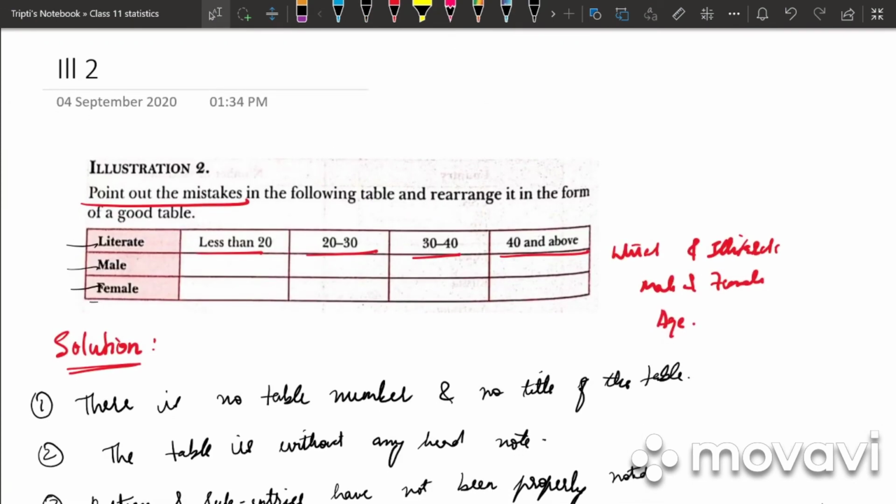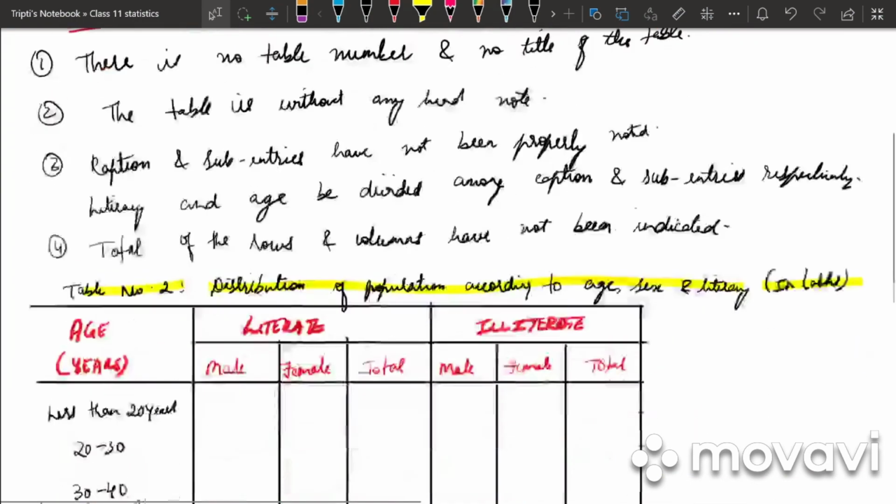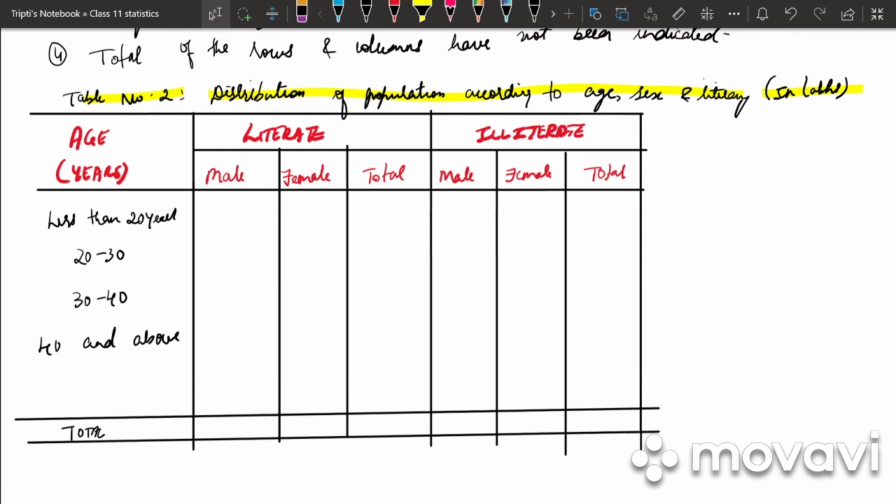And how was the table which was given in the problem? It was very scattered and nobody would understand what is the information which they want to depict in the table. So with this table we pointed out the mistakes and we rearranged the table in a correct form.